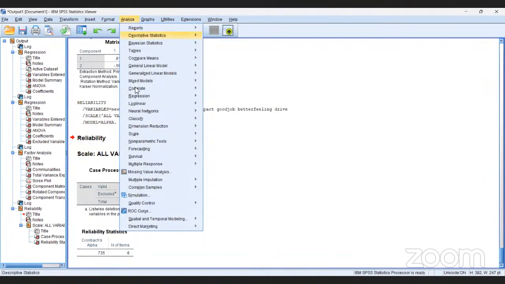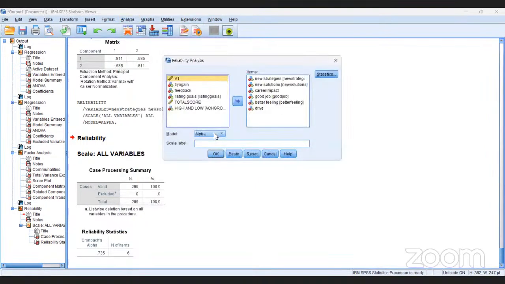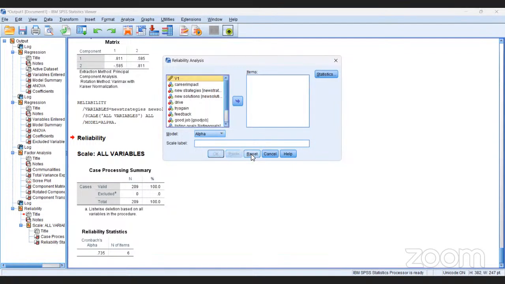So again, I am doing the same thing for the scale reliability analysis, and that will be try again, feedback, listing goal. So I am clicking this, it is set. Now I click the try again. Feedback. And listing goals.